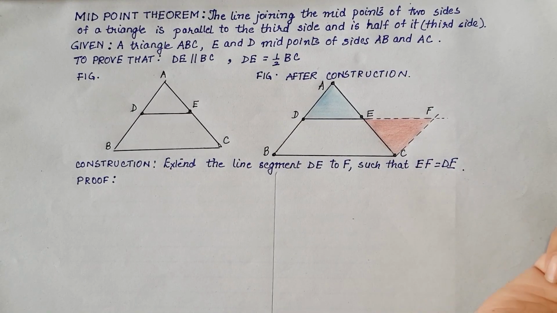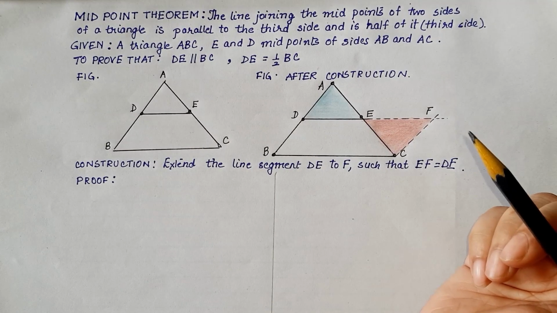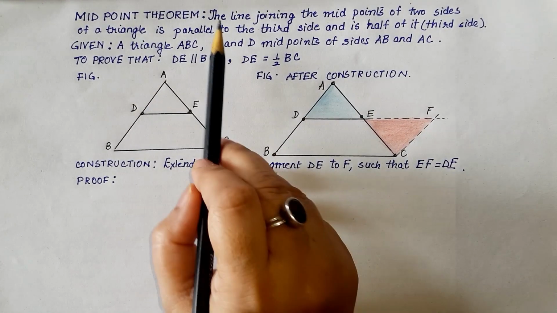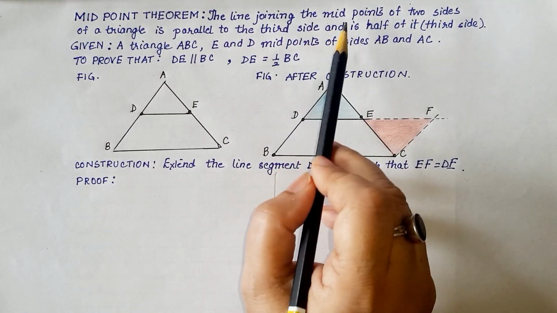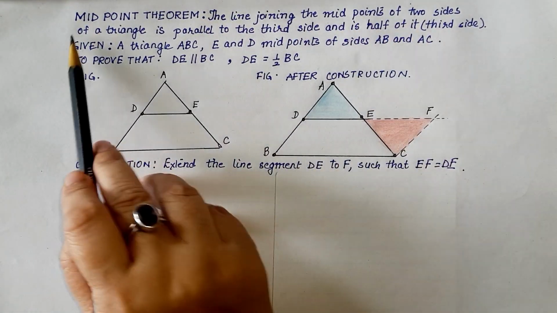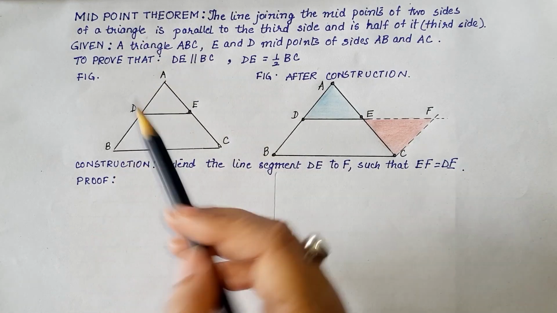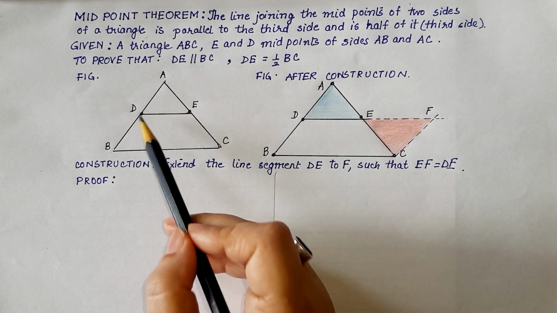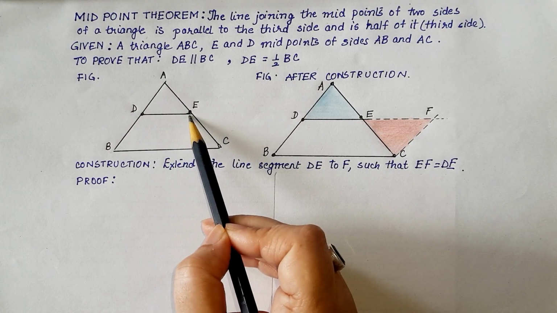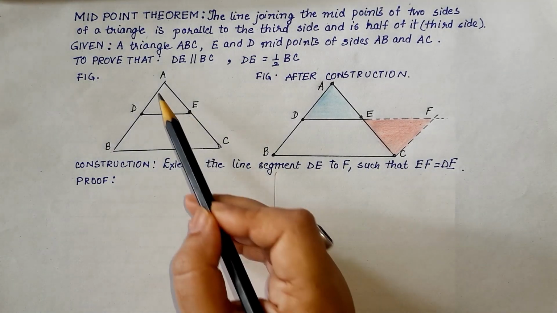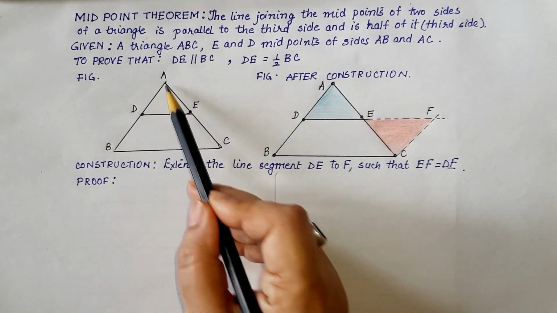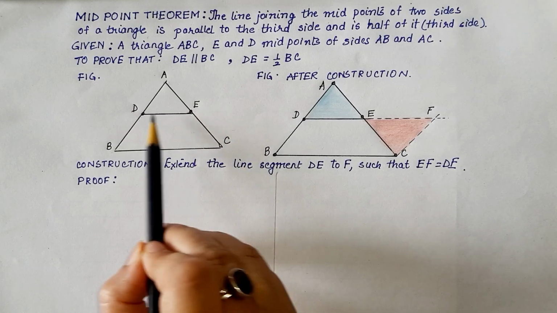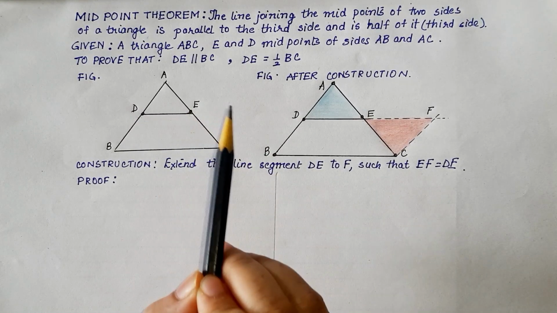So today we are going to prove the midpoint theorem. The midpoint theorem says the line joining the midpoints of two sides of a triangle. That means if we have a triangle ABC and D and E are the midpoints of the sides AB and AC, and we join these 2 points with a line, what will happen?